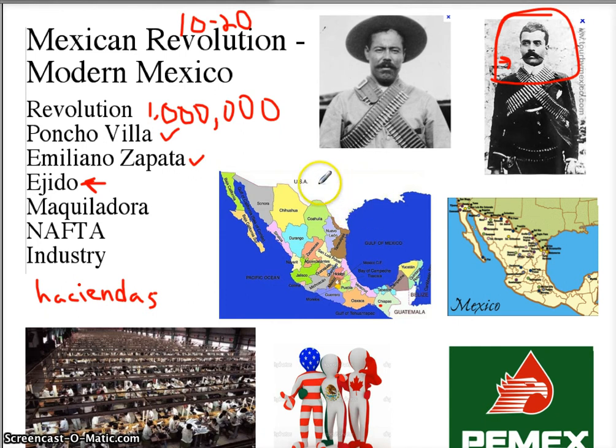There are 31 states in Mexico. You can see them all right here. They have a government very similar to the United States. They're a democracy. They have free elections. There are 3 branches of government, just like in the United States. And just like here, the national government, the state government, and the local government share power.